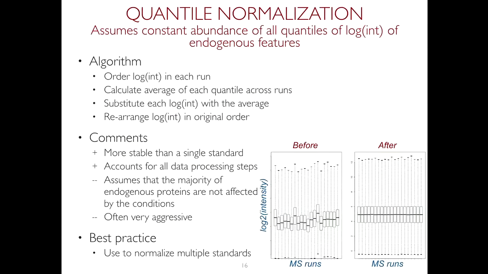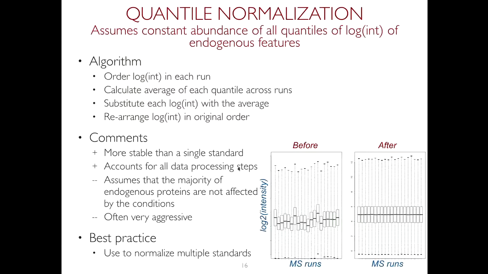Okay. The last thing which is possible, and which was also borrowed from genomics and microarrays a long time ago, is quantile normalization, where not only do we want to equalize the medians across the runs, but we want to equalize completely all the boxes. So the medians, but also the 25th quantile, 75th quantile, and so on. This is an algorithm which essentially talks about how to do that. It is obviously more stable than a single standard and also accounts for all the data processing steps. However, it is often too aggressive, because now we will normalize away all the minor differences.